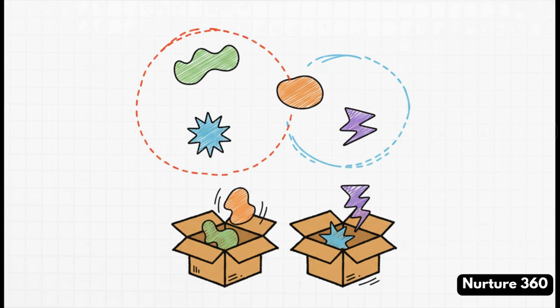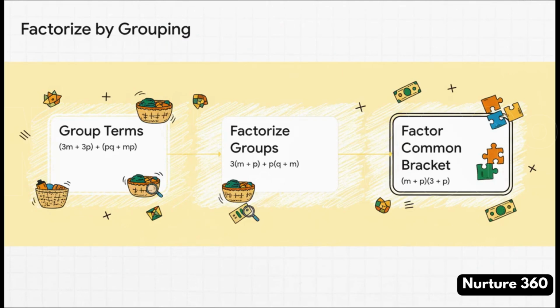Okay, so what happens when there isn't one single thing common to all the parts? Well, sometimes you got to get a little clever and group things up first. It's just like packing a box. You put all the phones together and all the chargers together before you pack the main crate. All right, check this one out. We're going to group the terms that have something in common. So we'll put 3m with 3p and pq with mp. Next, we factorize each of those little groups. And here's the magic trick. Look what just appeared. A new common factor, the whole bracket, m plus p. So we factor that out, and it leaves us with our final answer, (m plus p) times (3 plus p).